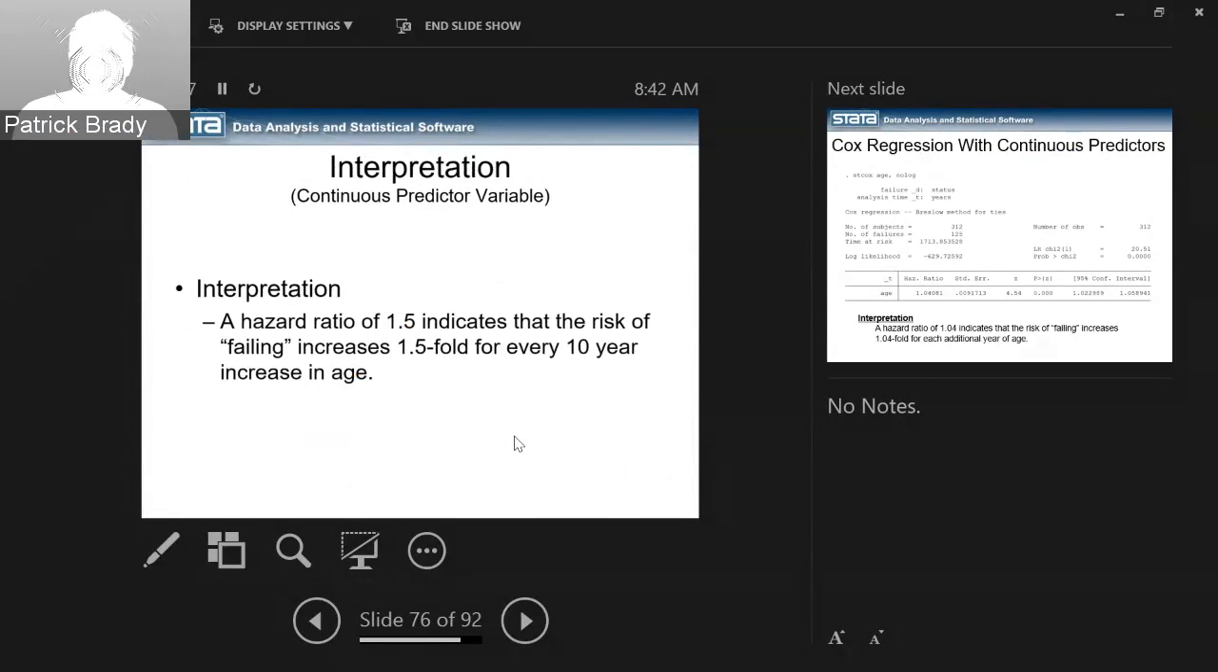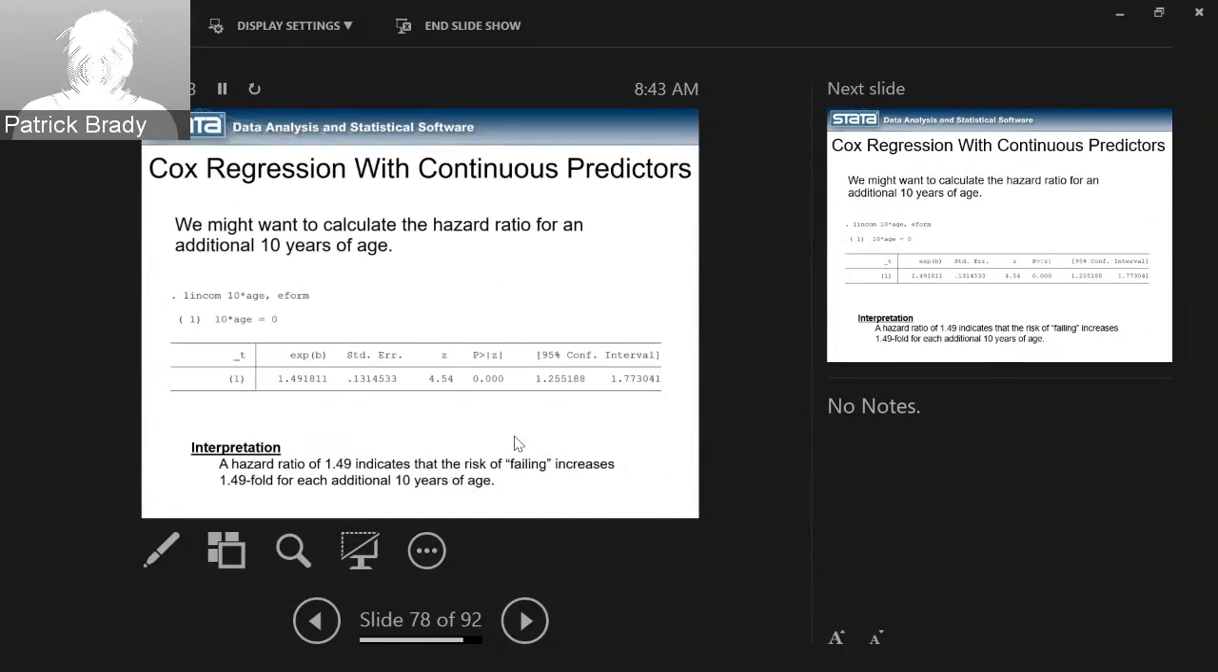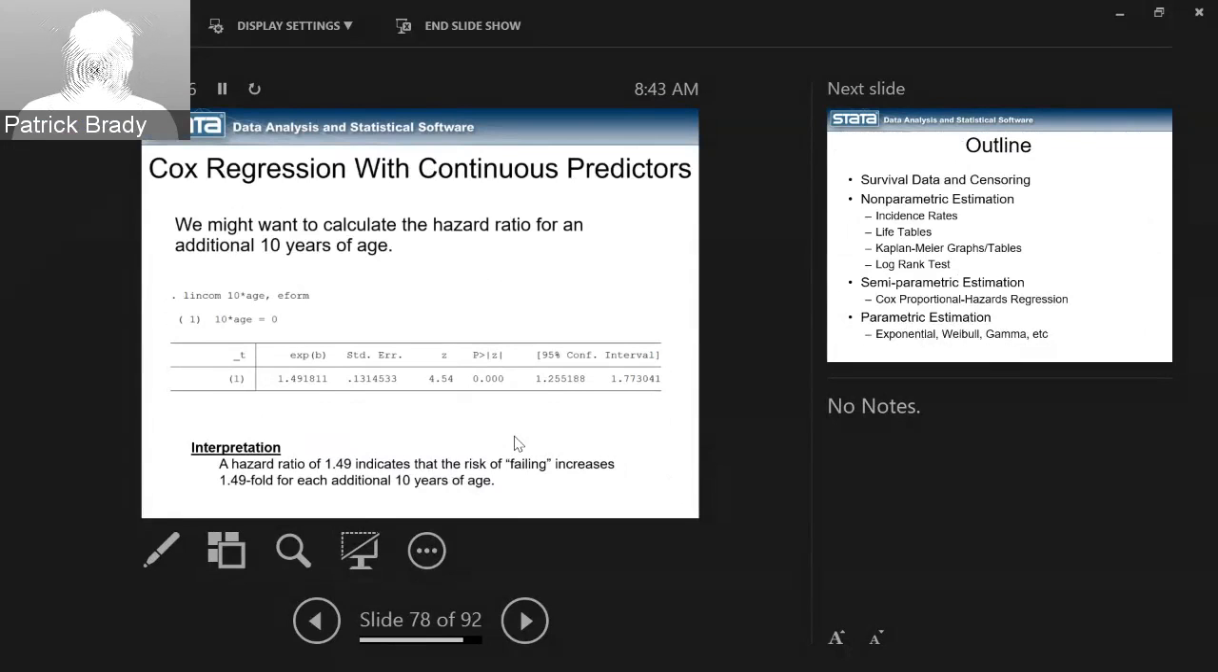So again, our interpretation for continuous variables, just sort of a canned sentence you could type, is a hazard ratio of 1.5 indicates that the risk of failing increases 1.5-fold for every 10-year increase in age. The output that you get is assuming a 1-year differential, but I would prefer to work on maybe a 5-year or 10-year interval. So again, this is the same slide we saw before with the one age assuming a 1-year interval. If you wanted to assume a 10-year time interval, you can use what's called the lincom command in Stata, which is short for linear combination.